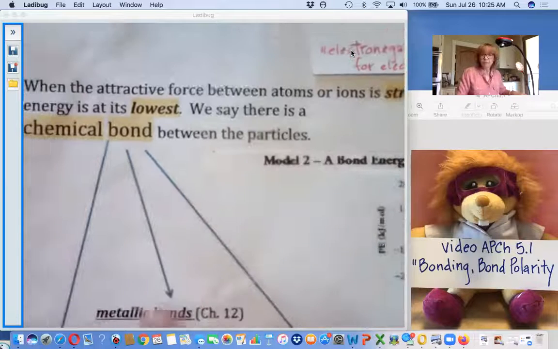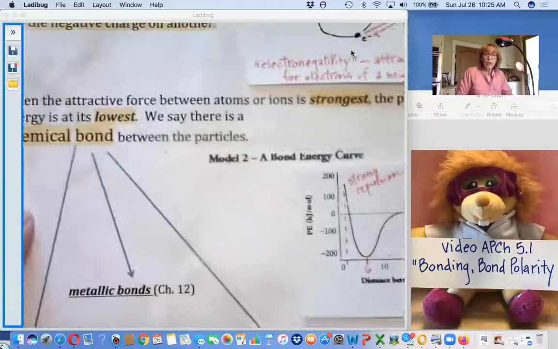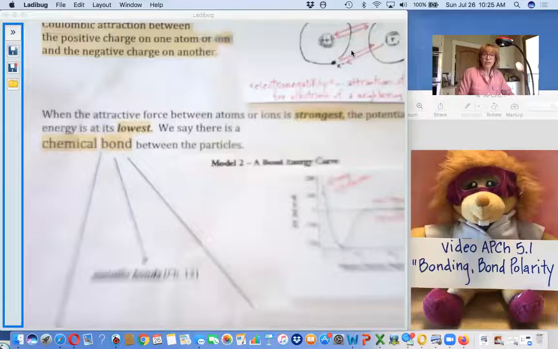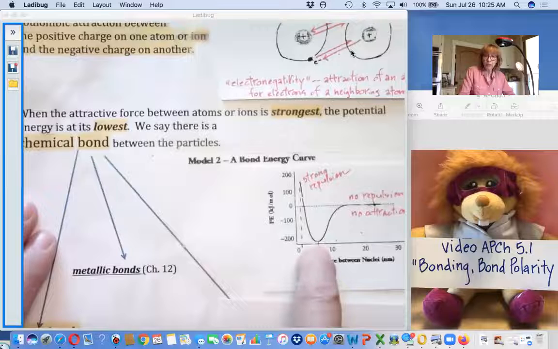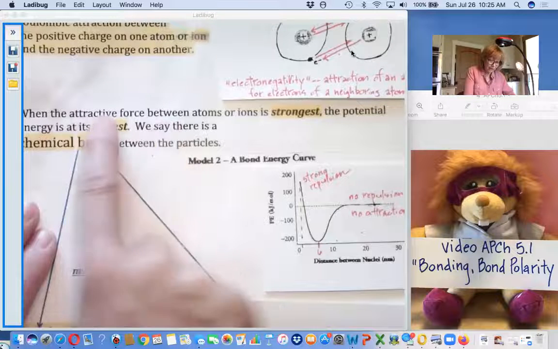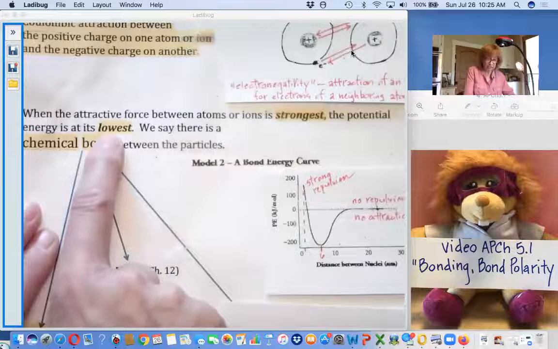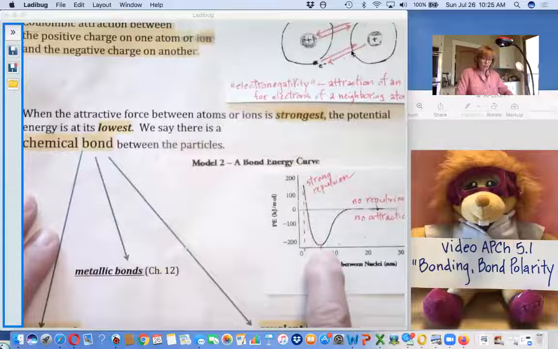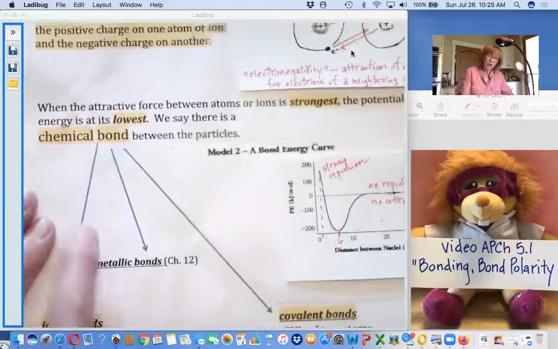Let me get this zoomed out a little bit. So we are looking for the potential energy at its lowest. We're looking for the dip in this potential energy curve. And when the attractive force between atoms is strongest, then we find the potential energy is the lowest. And that is where the chemical bond is optimized.